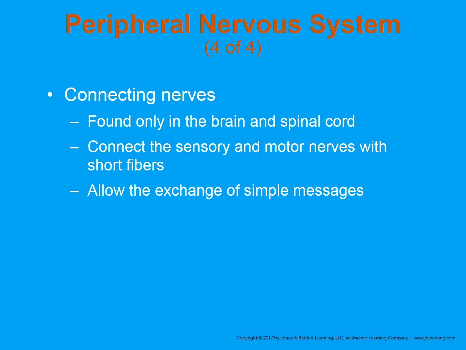The connecting nerves, found only in the brain and the spinal cord, connect sensory and motor nerves with short fibers. They allow the exchange of simple messages. Again, this is that reflex arc. That connection is the reason why we're able to have a sensation of heat, and our peripheral nervous system is able to act without involving our central nervous system, that reflex arc.